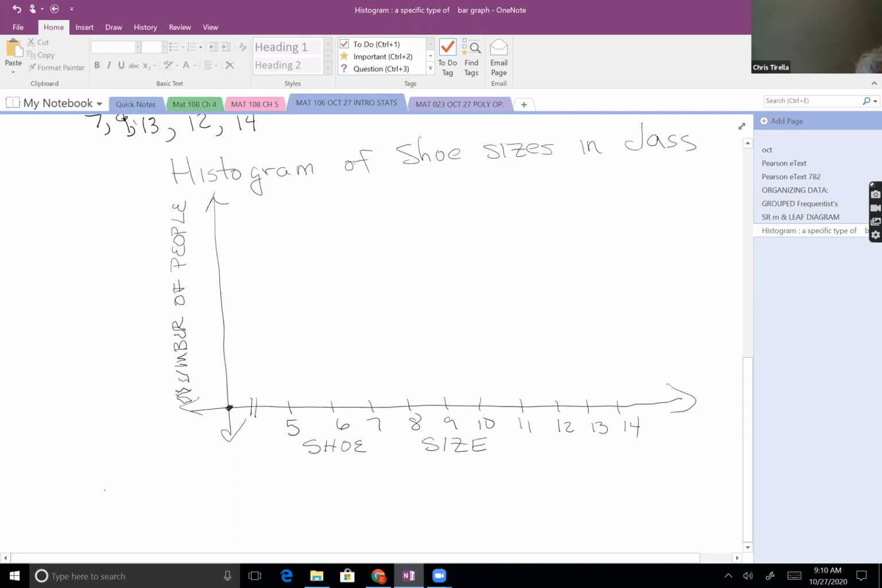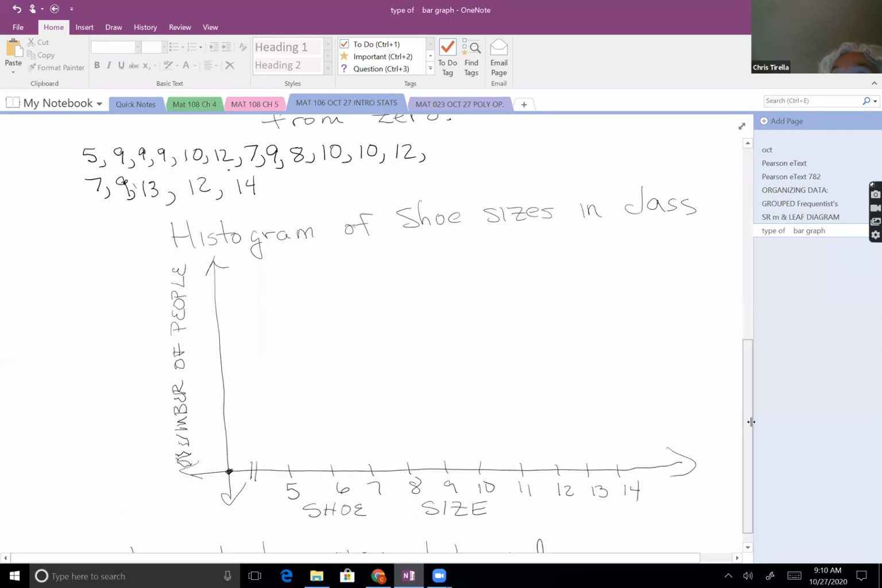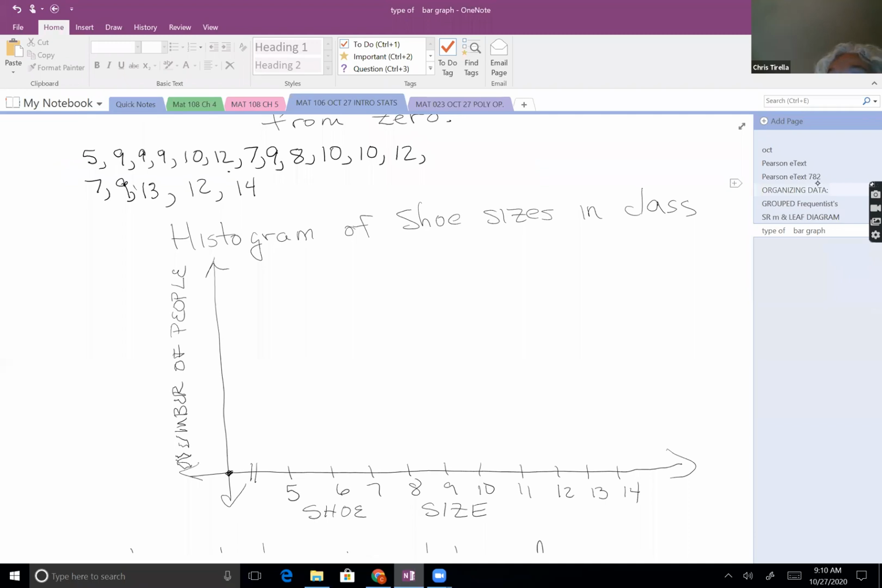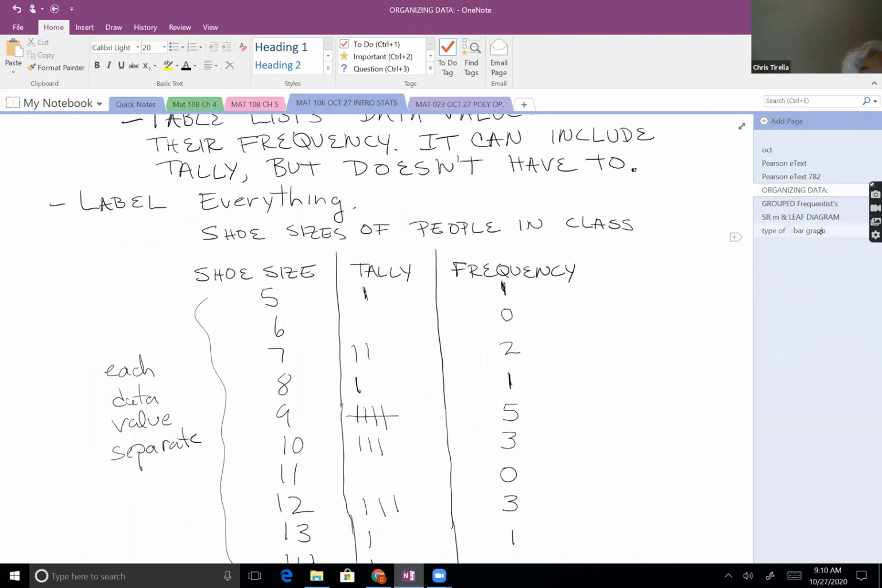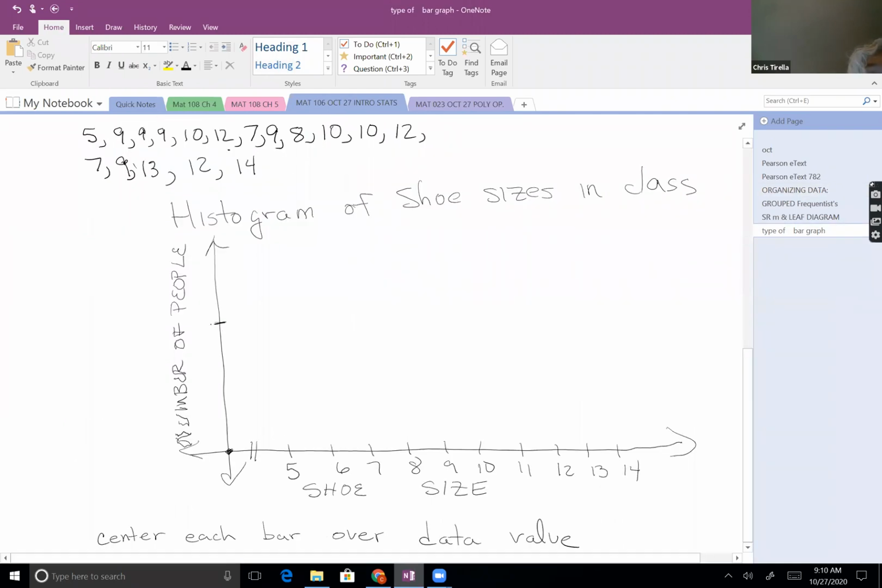I'm going to center each bar over the data value. And I should have, instead of copying the raw data, copied our frequency distribution. I think I'm going to cheat a little bit and go back to our frequency distribution for just a second. The largest frequency that we had was 5. So my frequency, my number of people, needs to go up to 5. So I'm going to try to make it evenly spaced here.